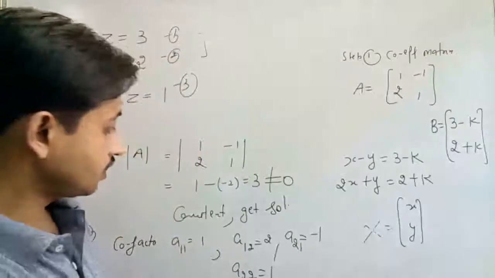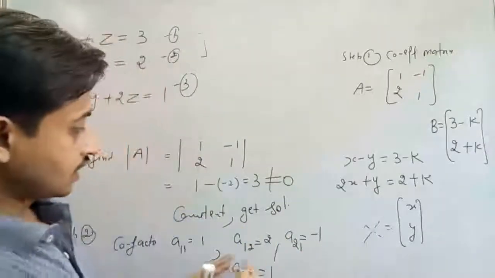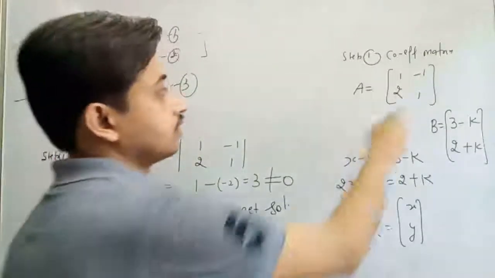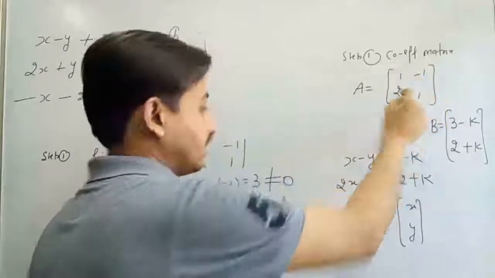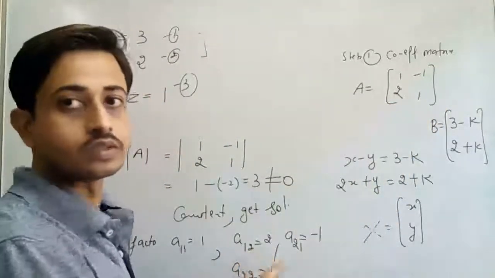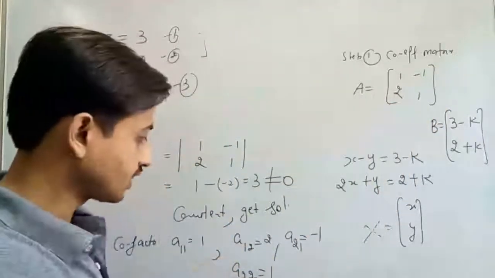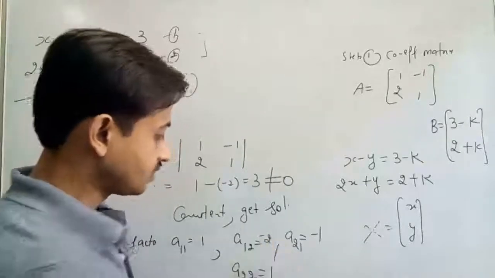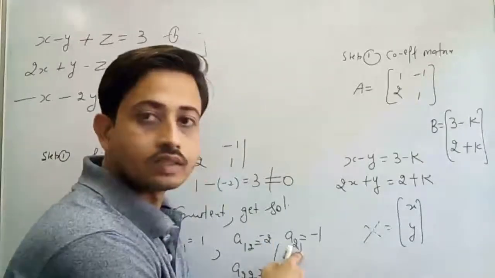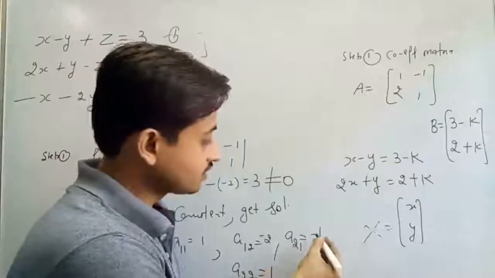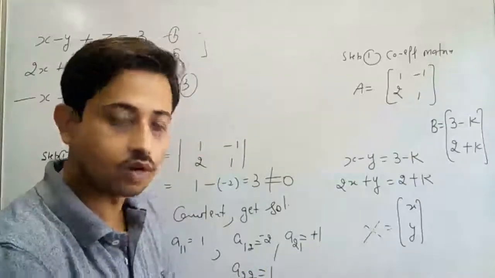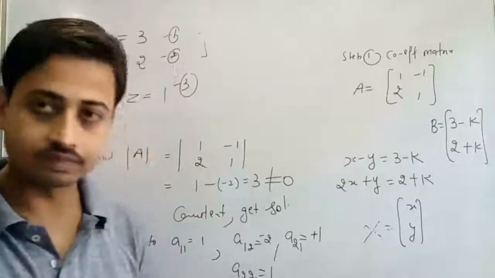Again, make a correction here, we did not change the sign. A11 cofactor, A12 cofactor. Remove the first row, second column, we get 2, but 1 plus 2 is 3, odd. It means we have to change the sign. So it becomes negative. Same here, 2 plus 1 is 3, odd. We have to change the sign. So we get plus 1. So do correct this.